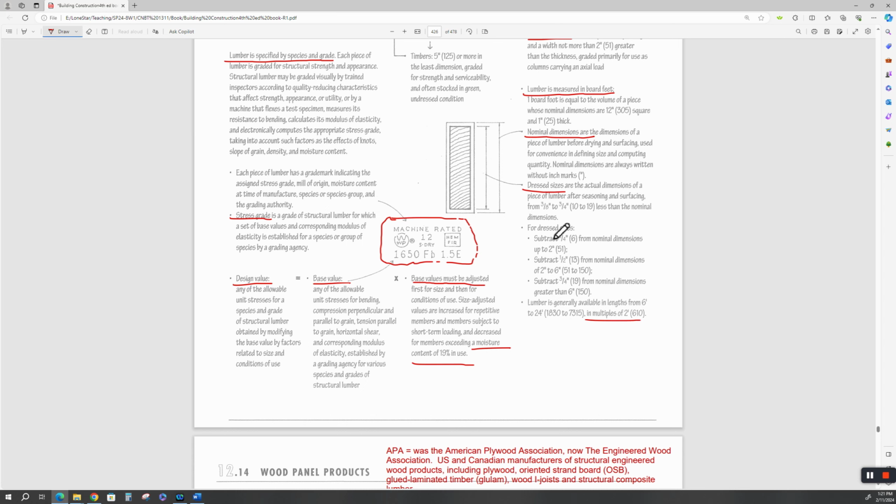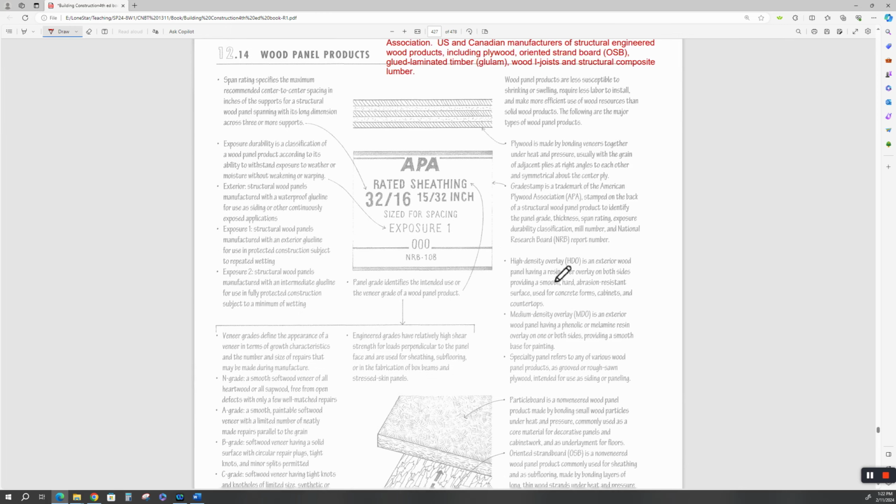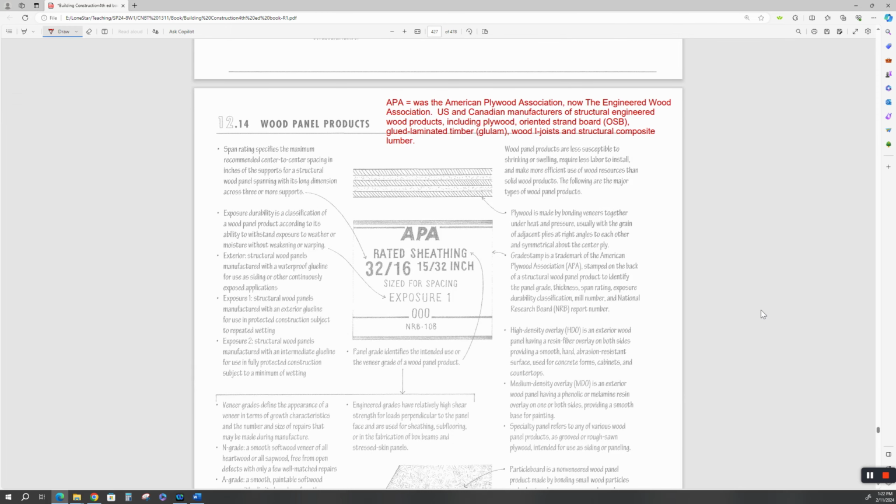Your mileage in here, these dress sizes are going to vary. You check your supplier. If you go out to Home Depot or Lowe's and you look for a certain grade of 2x4, that 2x4 is the nominal dimension. You go look at the specs of what they're selling, they'll tell you the actual dimension of that piece of lumber. Do not be surprised if it varies from this. You check your supplier. Do not assume.